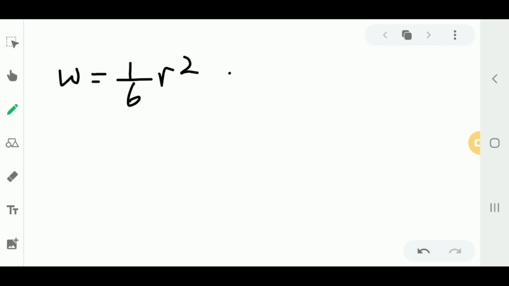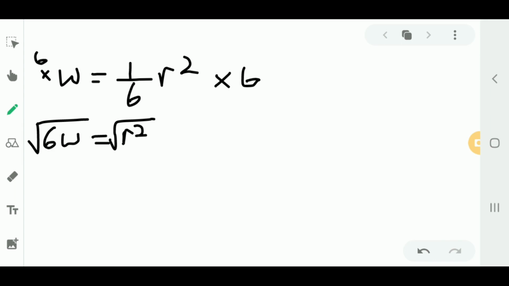So now we have this here. W is equal to 1/6 times R squared. So we need to get rid of the 6 in the denominator first, so we're multiplying both sides by 6. So we have 6W is equal to R squared. And again, once you see square, you find the square root. That means you're finding the square root of both sides. So we have root 6W is equal to R.